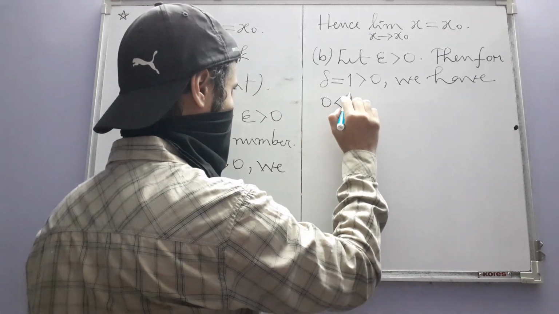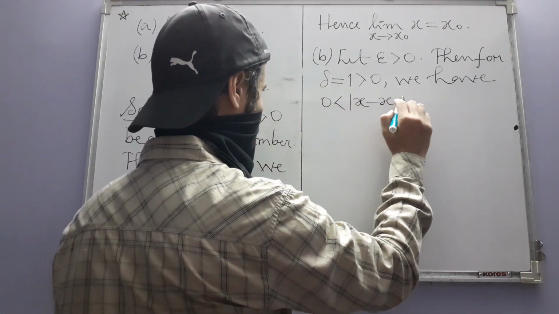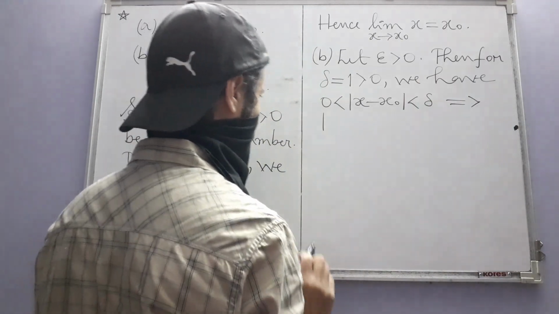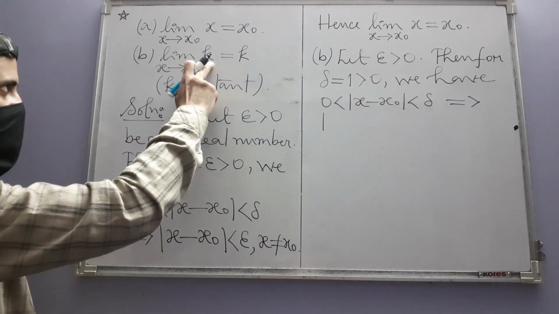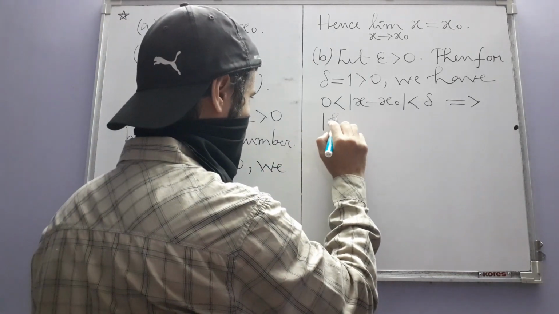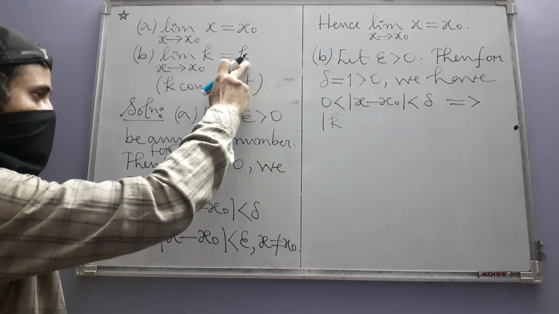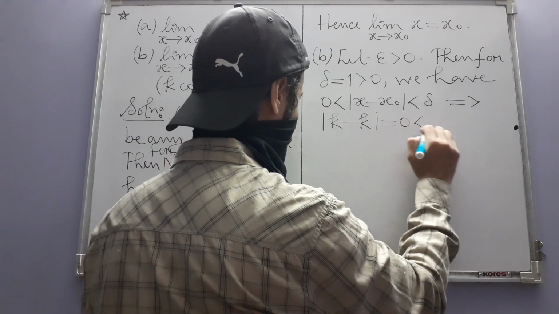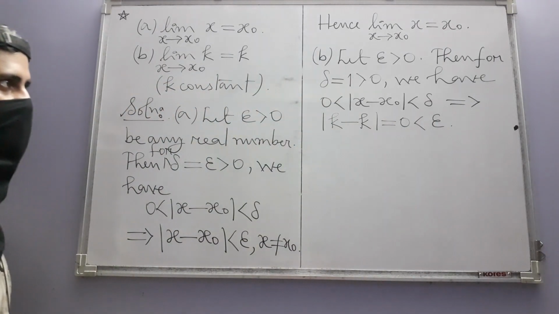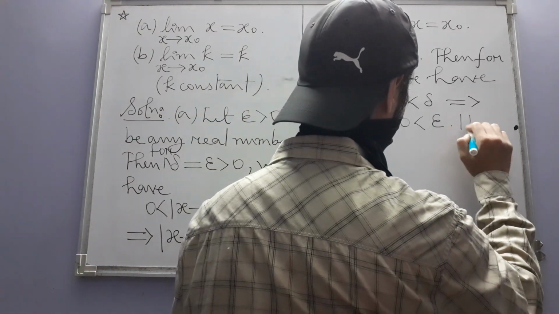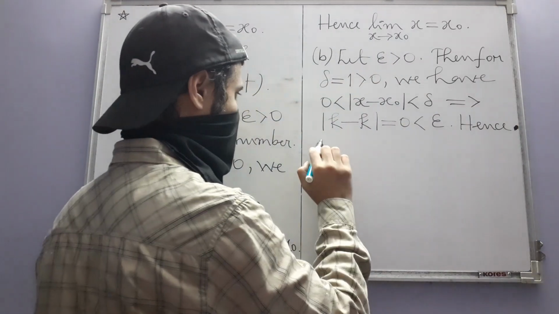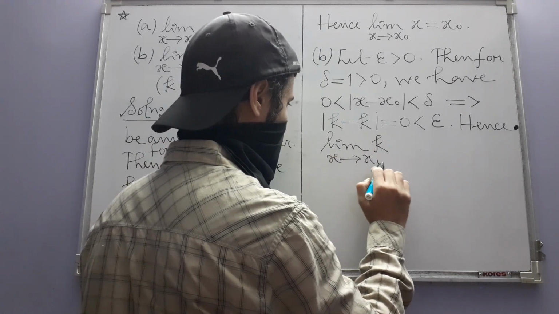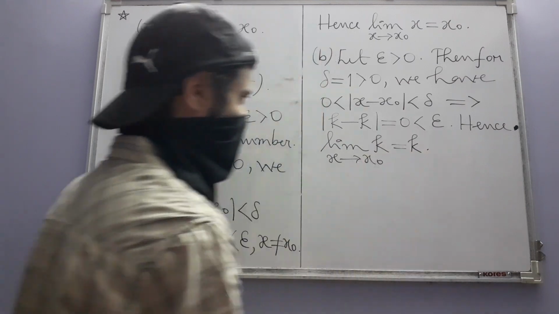We have... implies, okay, so what is the functional value here? K. And what is the claimed limit? Also K. So this difference is 0 and that definitely is less than epsilon. Hence, this is equal to K.